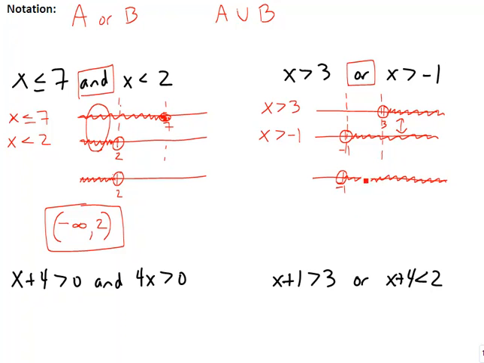Final inequality, here's the graph. What is that as an interval? That would start at -1 and it continues up until infinity. Parentheses around the infinity, parentheses around the -1 because of the open circle.